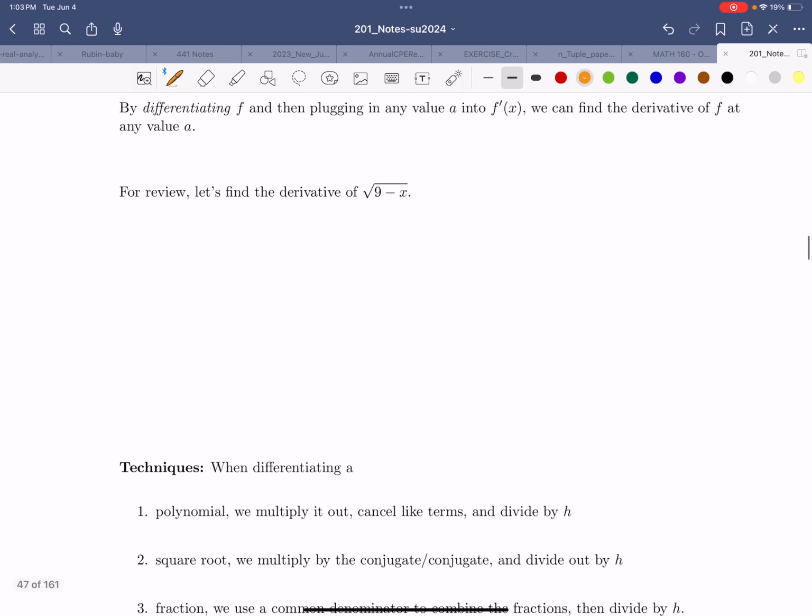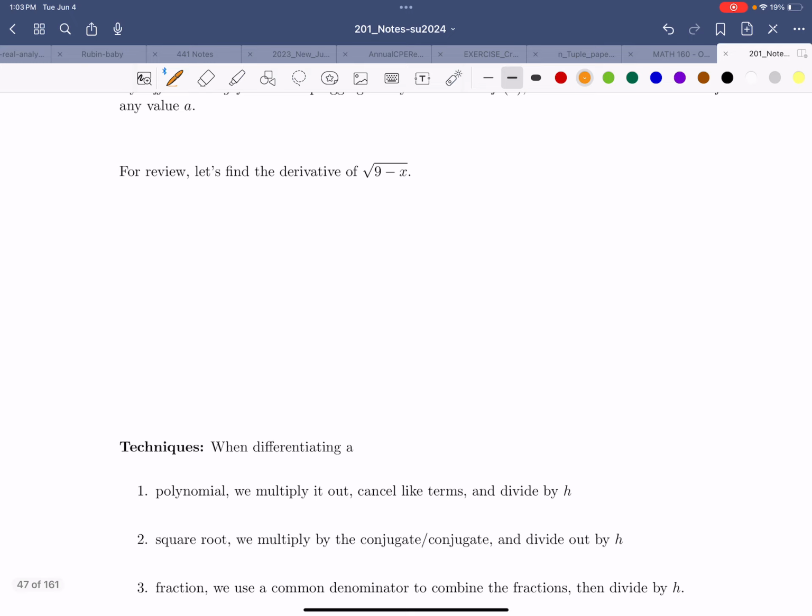First, for review, find the derivative of the square root of 9 minus x. At this point, I want you to try it. Try doing that one on your own. See what you get.